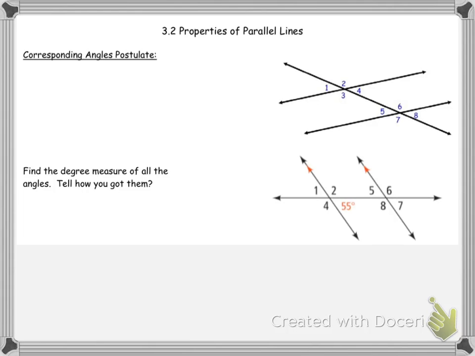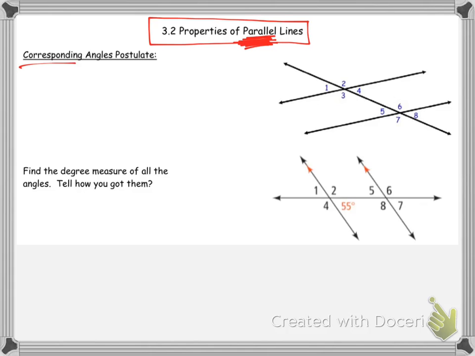Alright, so today we're going to be looking at 3.2, which are properties of parallel lines. We're going to be looking at those angles from yesterday and discovering some special relationships if we have parallel lines. That's kind of the key there. If I know that lines are parallel, some kind of special things happen.